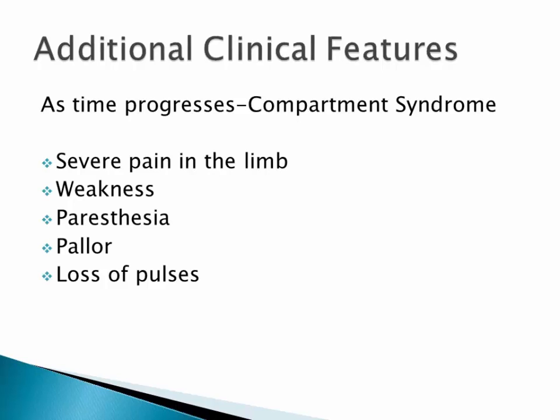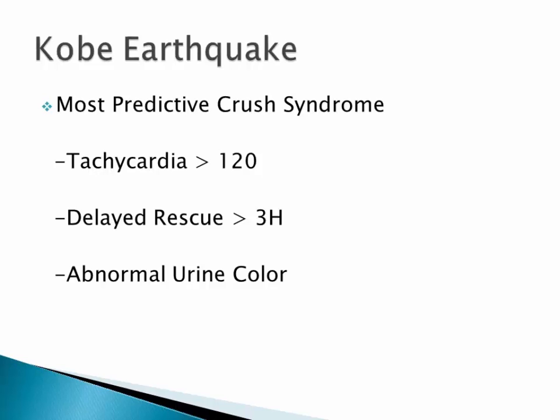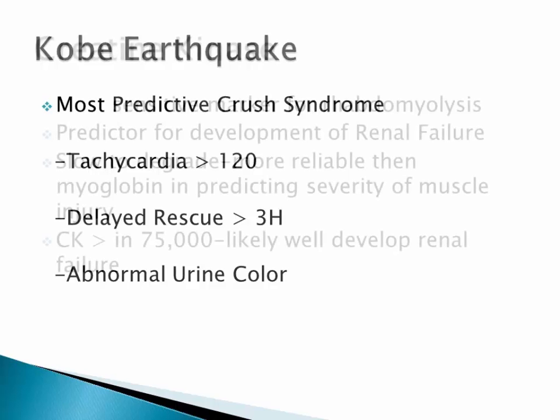However, as time progresses, compartment syndrome can occur, and this is where we'll see severe pain in the limb, weakness in the limb, and paresthesias. Pallor, the extremity will look white, and there can be loss of pulses. These all may be indicative of compartment syndrome. In the Kobe earthquake in Japan, investigators analyzed predictors for the development of crush syndrome in victims, and these were the three things they found: a tachycardia or heart rate of over 120, more than a 3-hour delay in getting them out of the rubble, and abnormal urine color. These were the most predictive signs that the patient was going to develop, or was developing, crush syndrome.